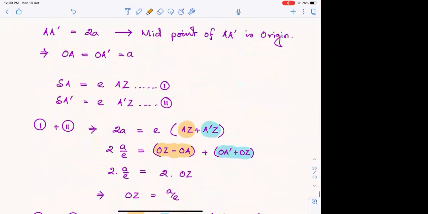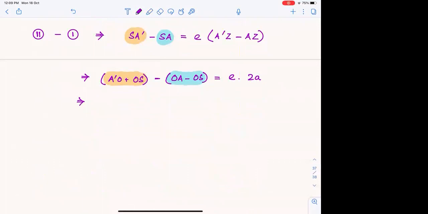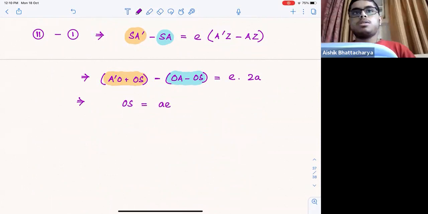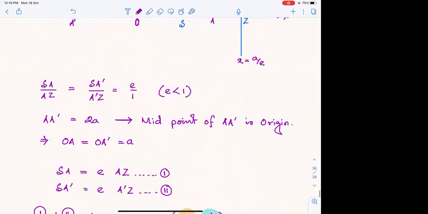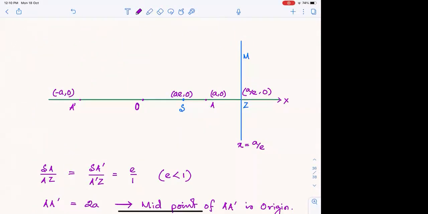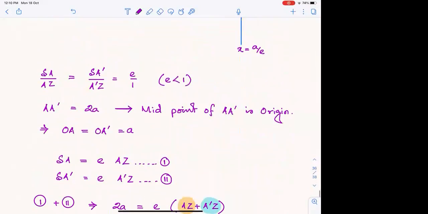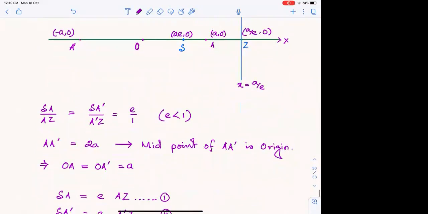Once this is done, we can get the left hand side as twice OS, or simply we can directly write OS is ae, cancelling out the twos. As soon as we have got that, we have got the focus as (ae, 0). So now we have got the focus S, we have got the directrix ZM, so we can target the ellipse.